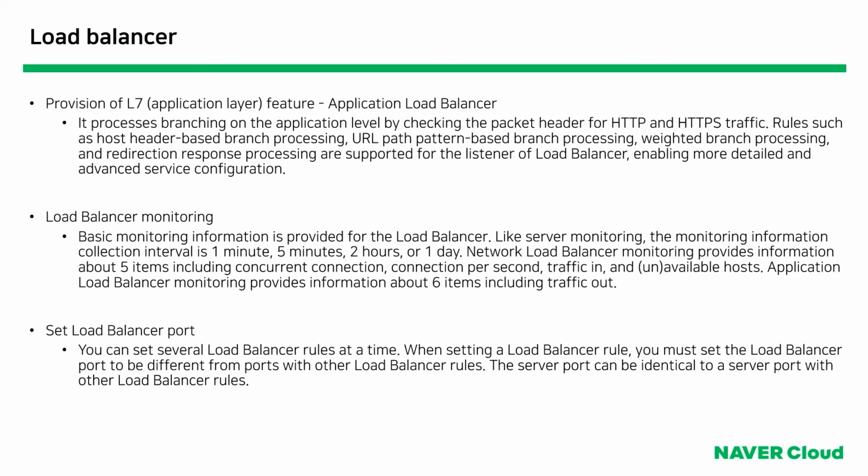Through this basic monitoring, Network Load Balancer monitoring provides information about 5 items including concurrent connection per second, traffic in, and available hosts. Application Load Balancer monitoring provides information about 6 items by adding traffic out.